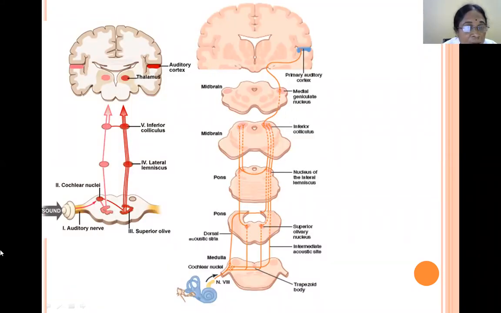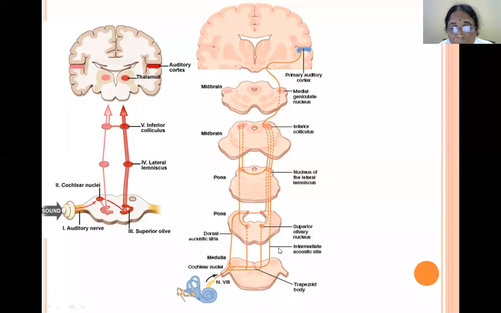Here are the other pictures. This is the auditory nerve, the division of the eighth cranial nerve. It arises from the hair cells of the cochlea and then enters the medulla. It divides into two parts, the dorsal and ventral nuclei in the medulla.